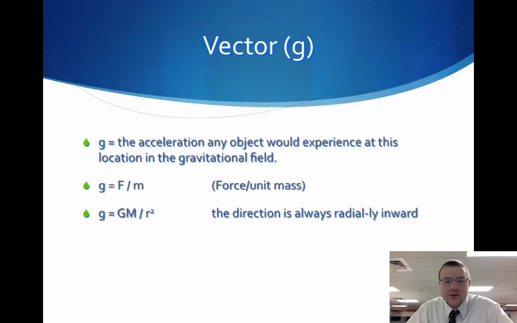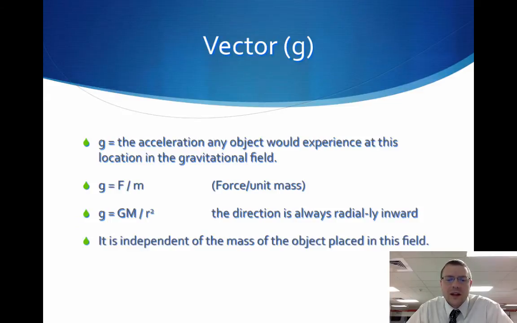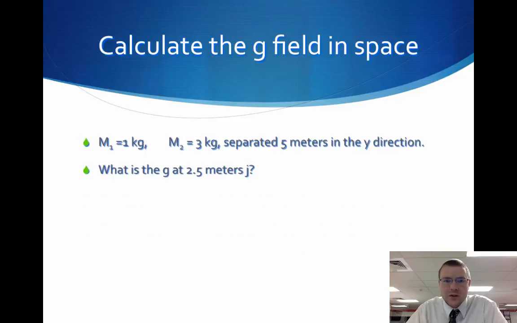So the gravitational field strength is always radially pointing inwards, no matter where you are from the object, and it's independent of the masses that are placed in the gravitational field. It all depends on the mass that you are focusing on and which one you're falling towards.